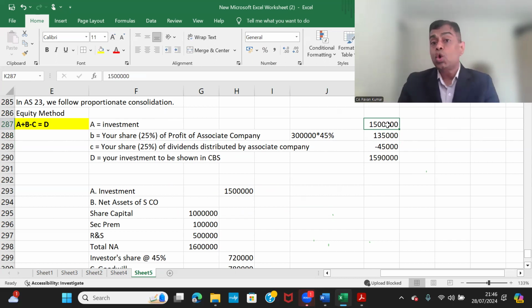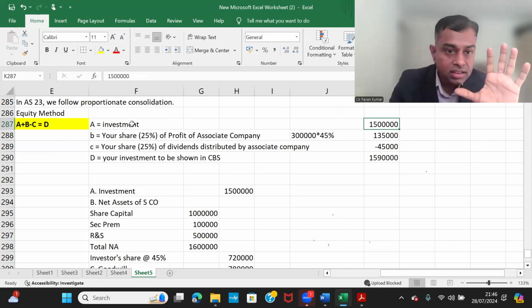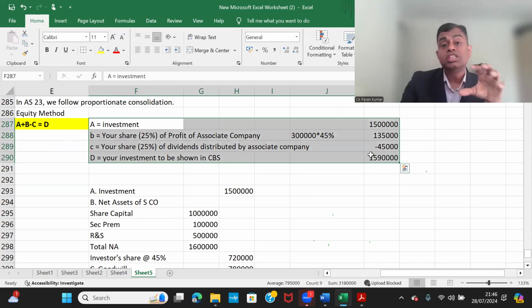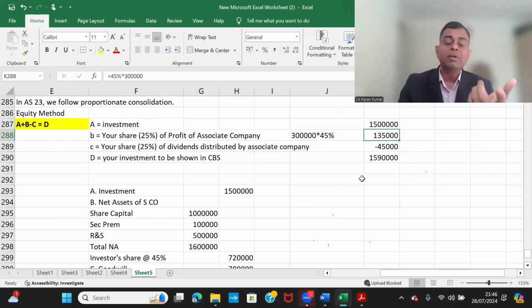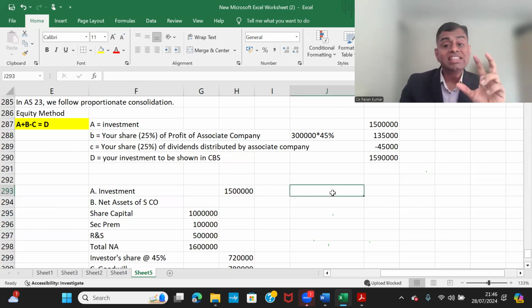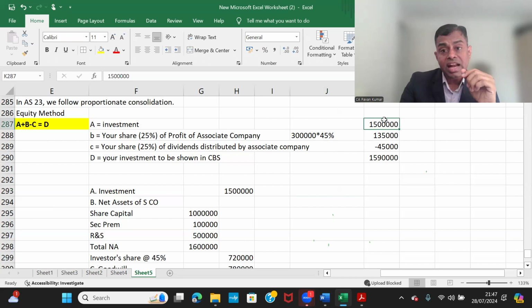Pavan sir, should I show? See, this is the regular scenario where associate is earning profit. If associate is losing money, this plus 1,35,000 will become minus. If it is loss, it will be minus. So if the loss is, say, for example, 10 lakhs, in the 10 lakhs, mine is 45%, 10 lakhs into 45% is 4,50,000. So plus 15 lakhs minus 4,50,000, you can write.